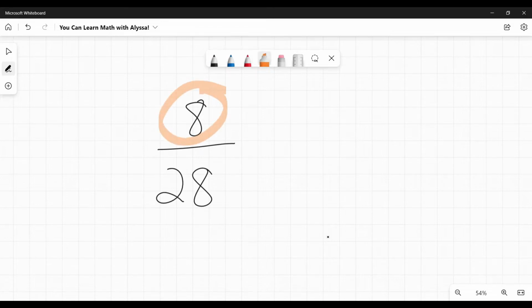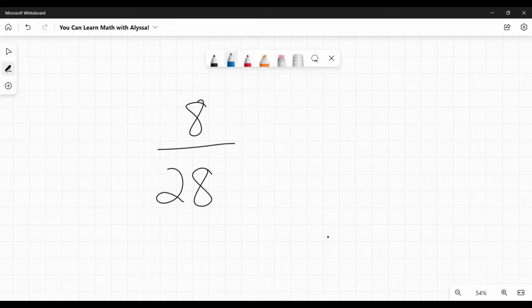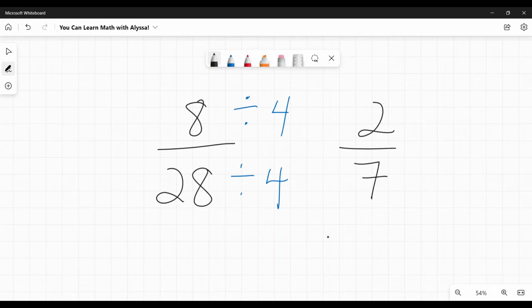What goes into 8? 8 is 1 times 8, or 2 times 4. Do any of those numbers go into 28? Well, 2 does. Oh, and 4 does. 4 is bigger. That's a good one. 8 doesn't, so I'm not going to use 8. I'm going to use 4. So I'm going to divide the top by 4, and I'm going to divide the bottom by 4. 8 divided by 4 is 2. 28 divided by 4 is 7.